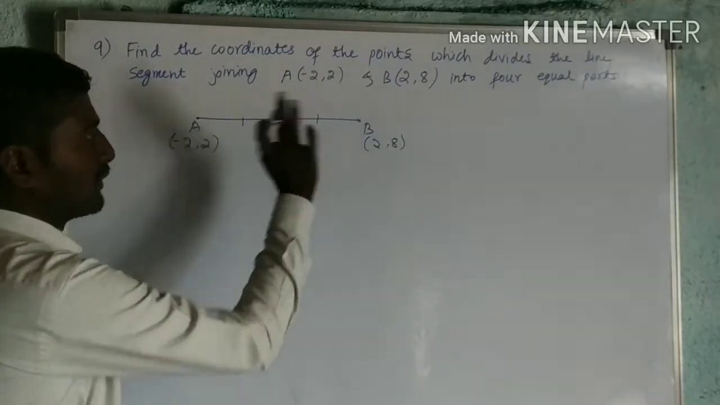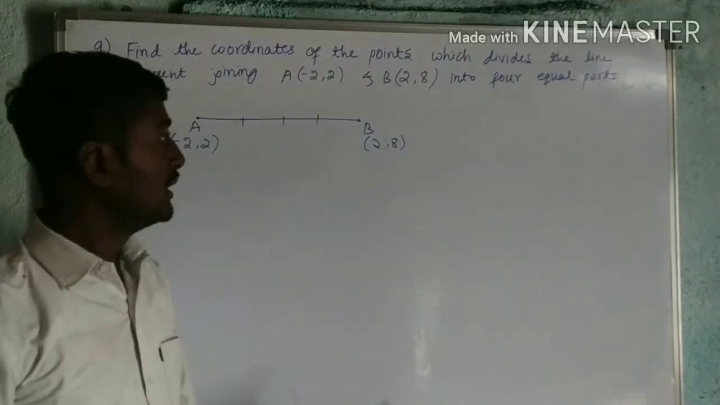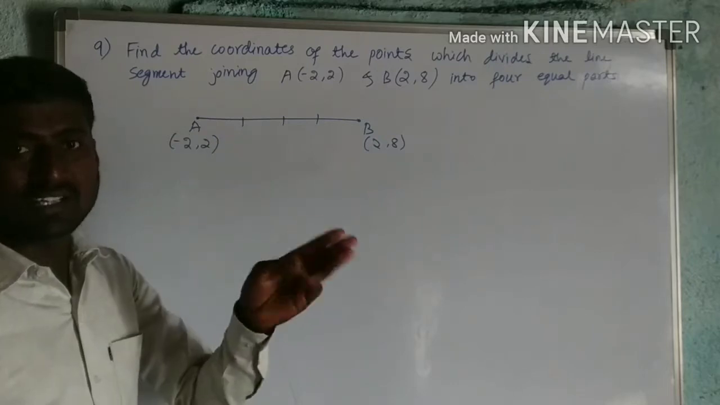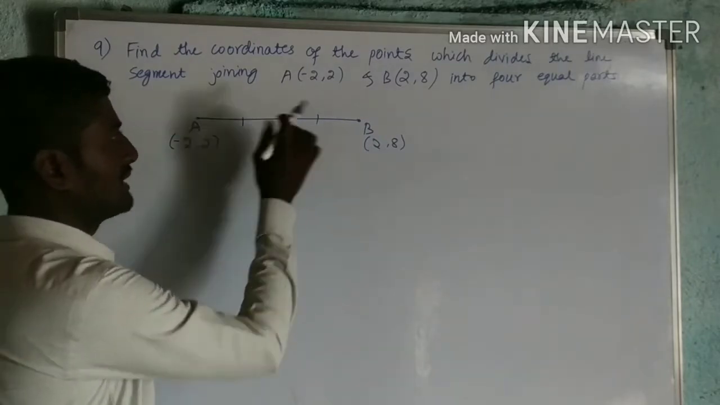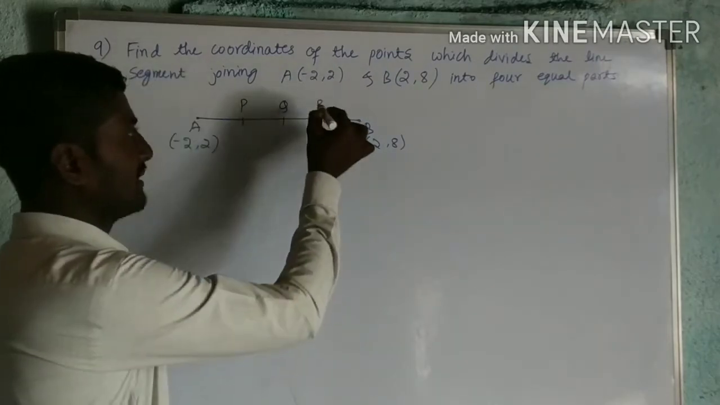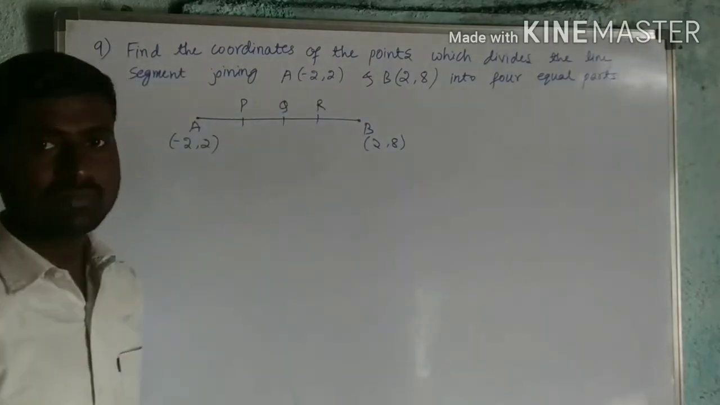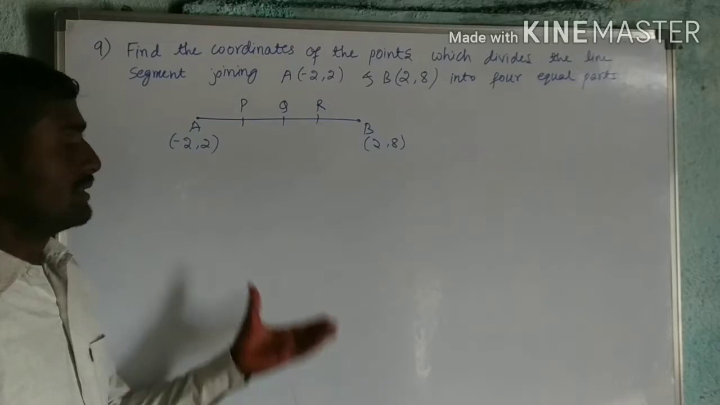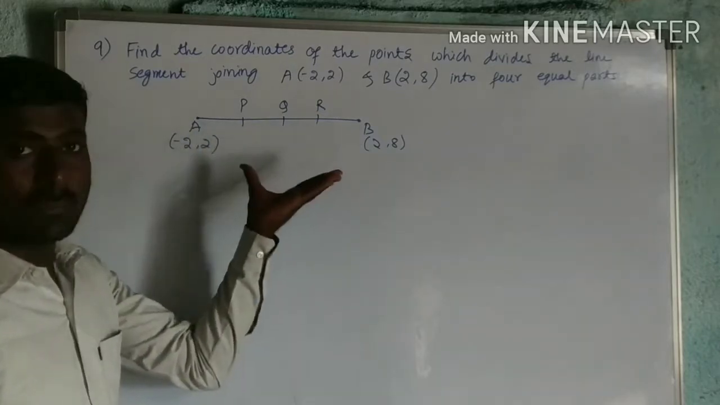1, 2, 3, 4. 4 equal parts are there. So to divide into 4 equal parts, how many points are there? 1, 2, 3. 3 points. I will take these as P, Q, R. Now here, 4 equal parts.